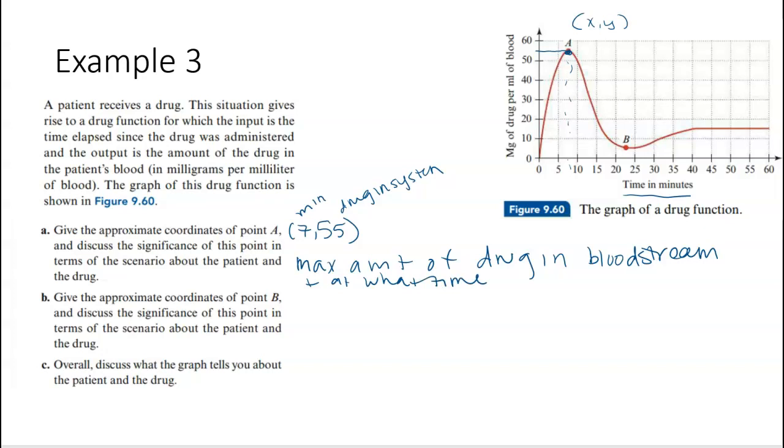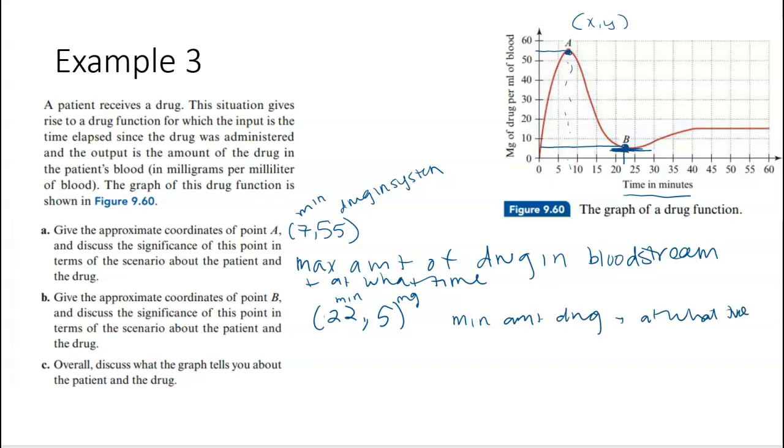So give the approximate coordinates of point B. So point B looks about maybe 22, and then maybe 5 again. So that's at 22 minutes, the amount of drug was 5 milligrams in the bloodstream. But it also is the lowest part of the graph. So this is the minimum amount of drug in the bloodstream, and at what time.